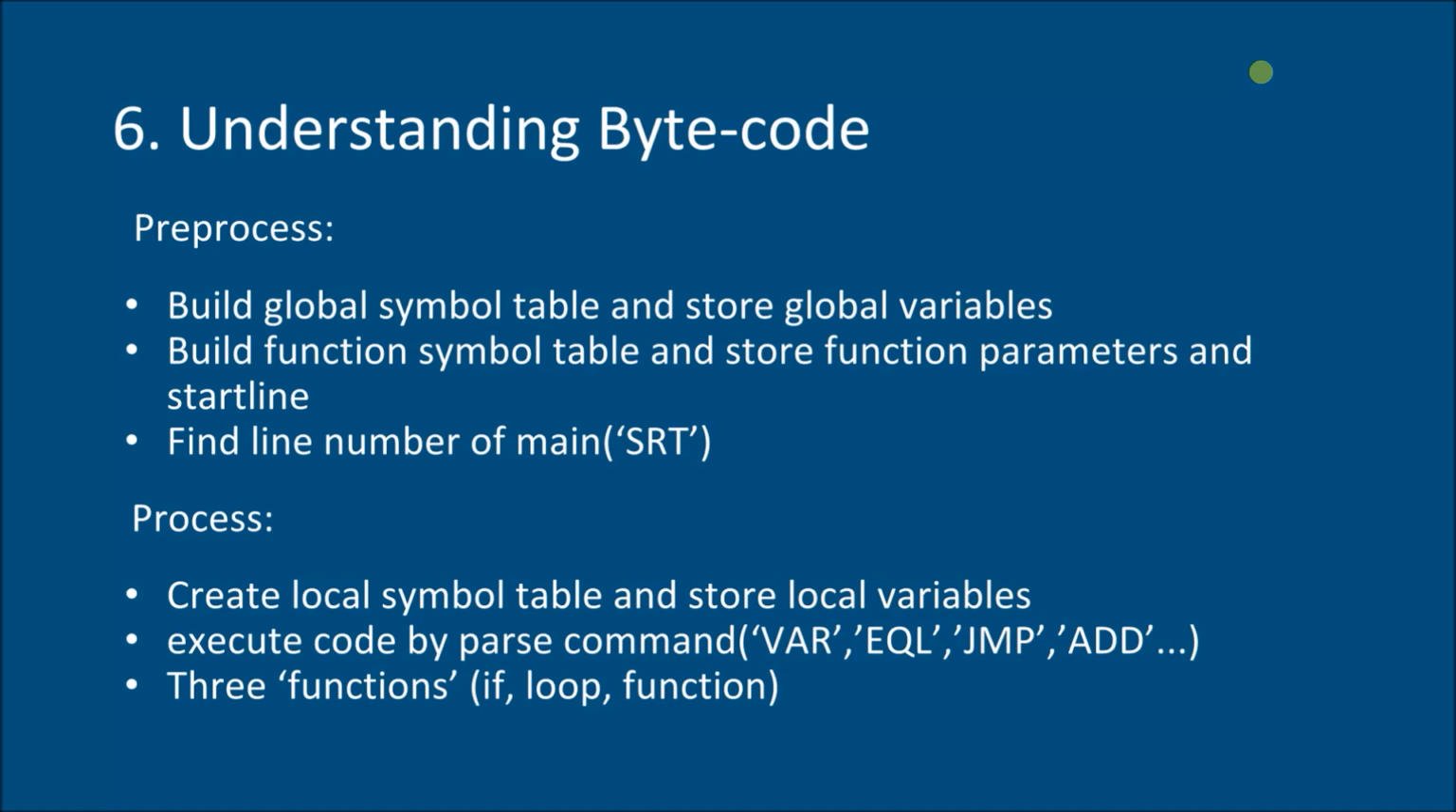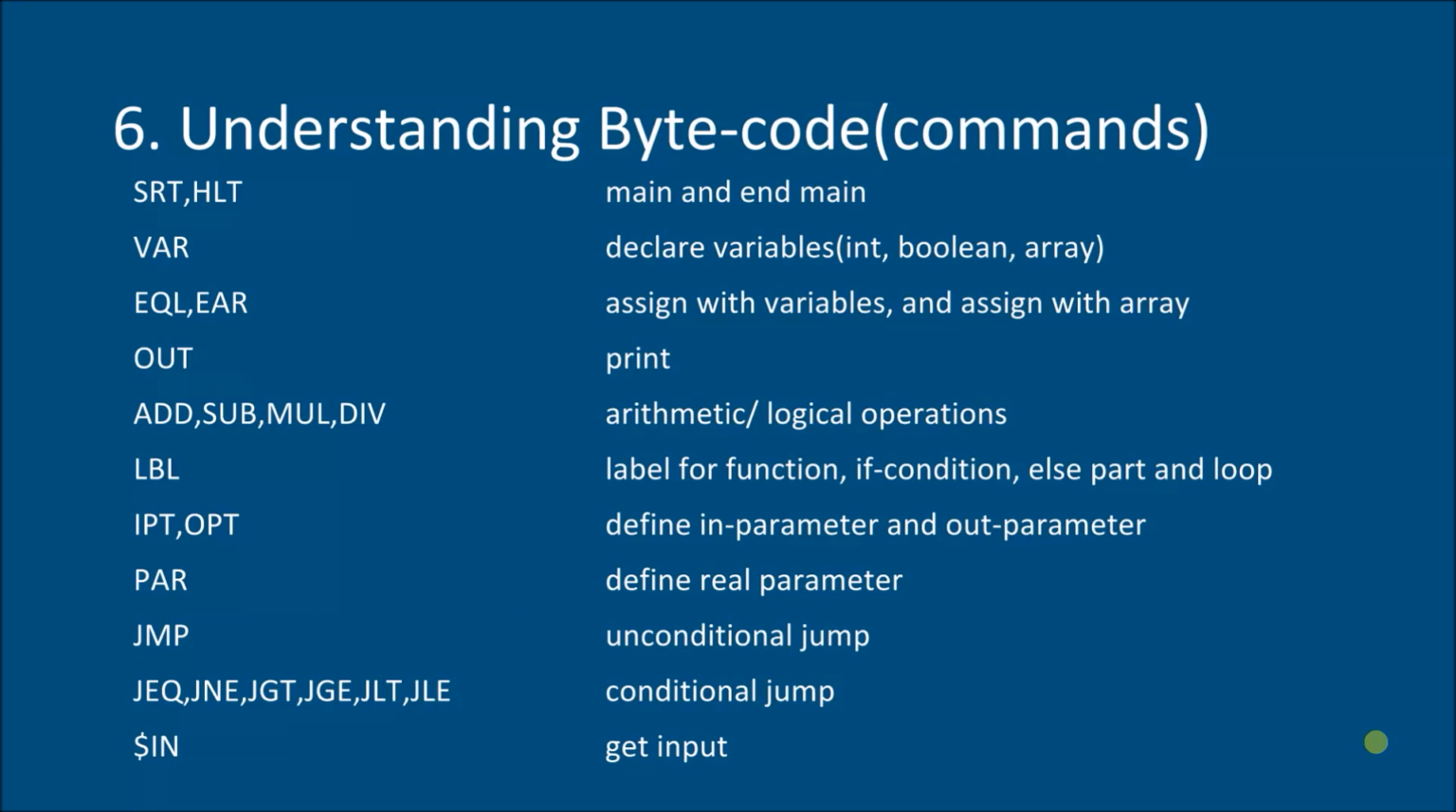Process is where we create our symbol table, store all the local variables, and execute line by line all the commands for it. Now we try to understand our intermediate code commands, that is our opcodes. As I mentioned, we have SRT and HLT at the start and end of a main. SRT is where the execution starts and HLT is where the execution stops.